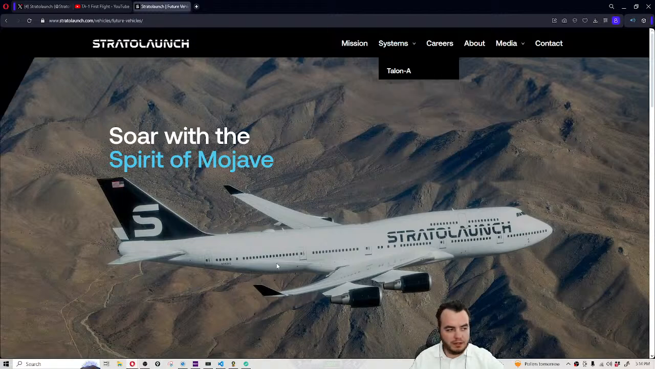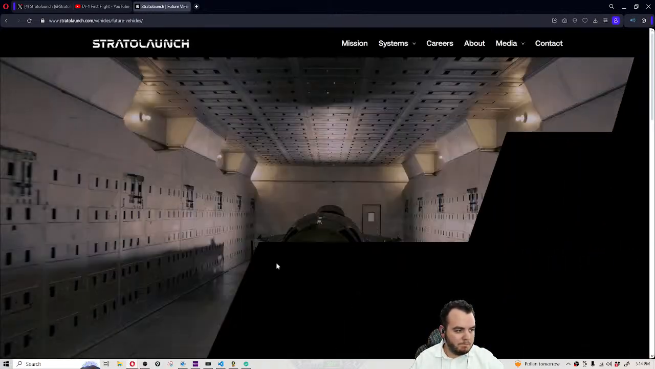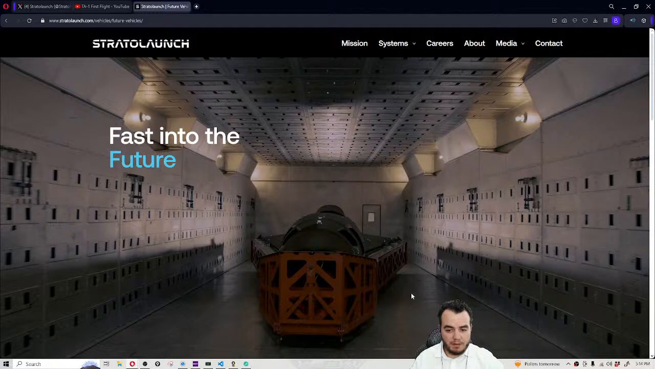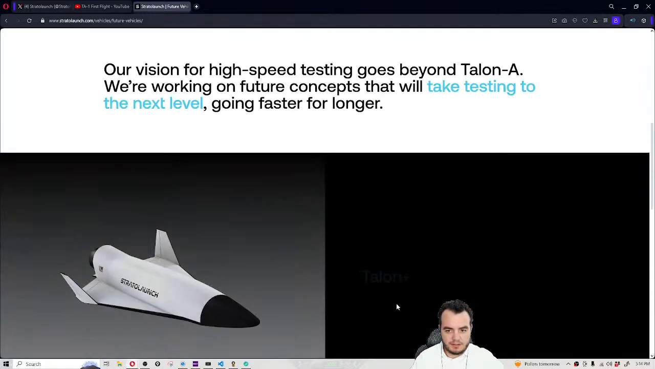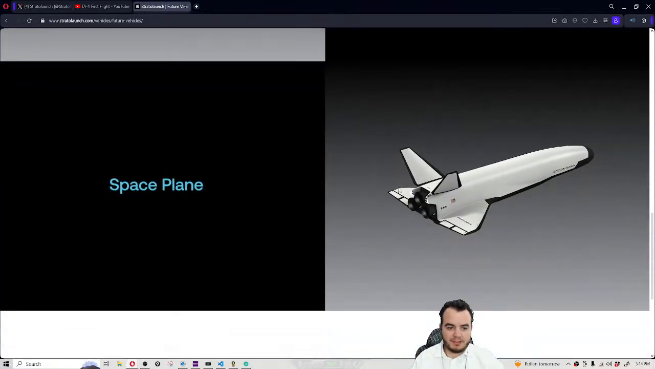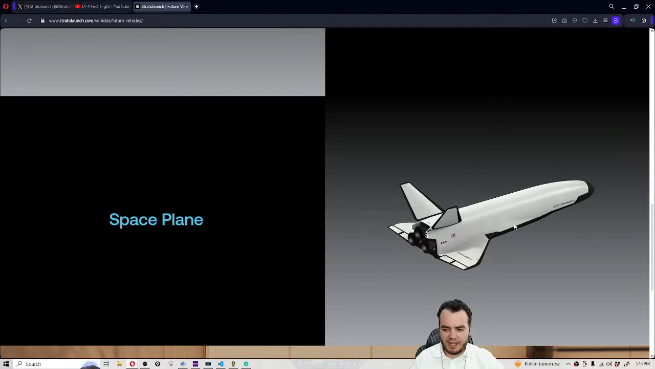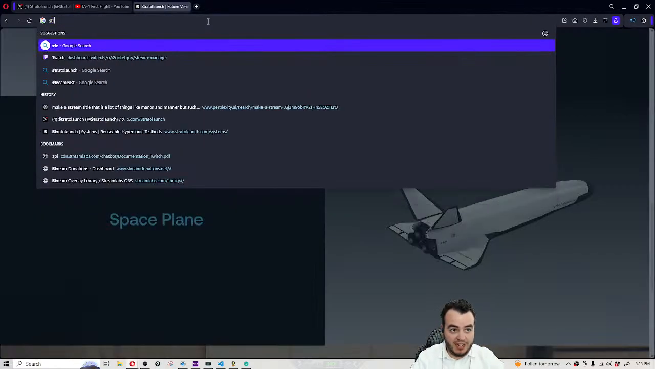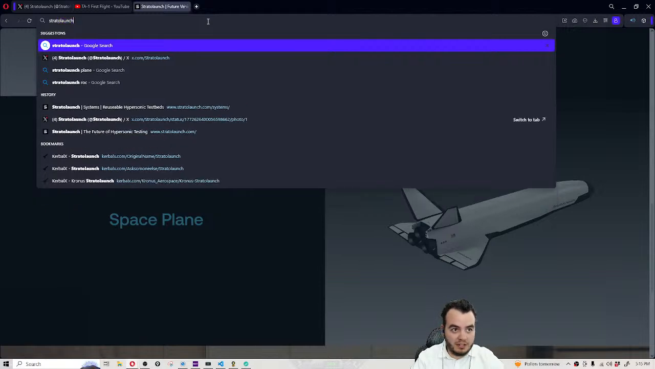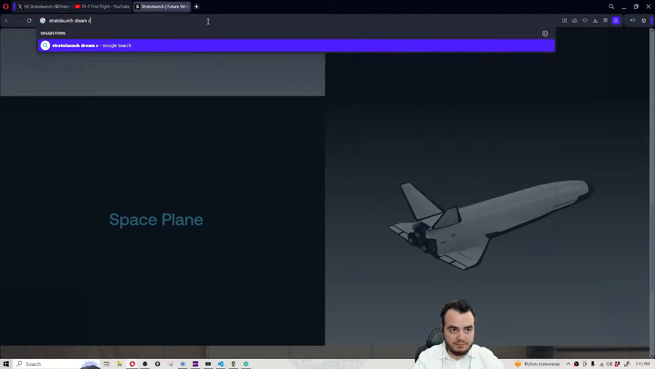And then future vehicles. Yeah, long ramp indeed. All right, so they should have concepts. Yep, so there you go. They want to actually build a space shuttle, because why not? And they also had a concept to be able to launch Dream Chaser. Yes, chat. They want to be able to launch Dream Chaser.